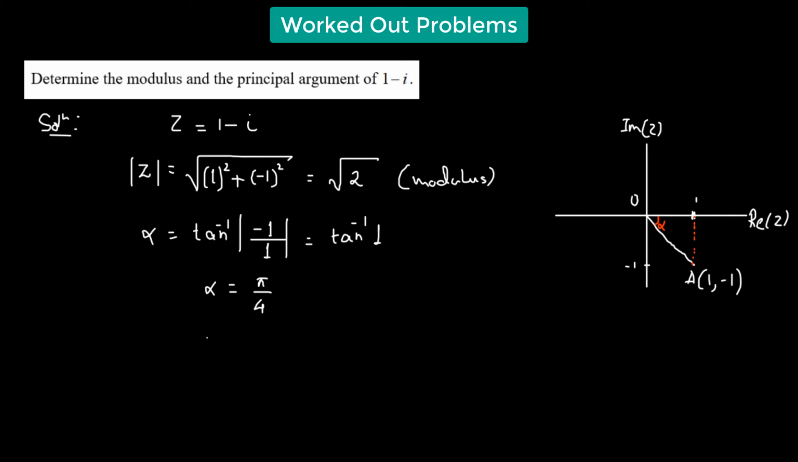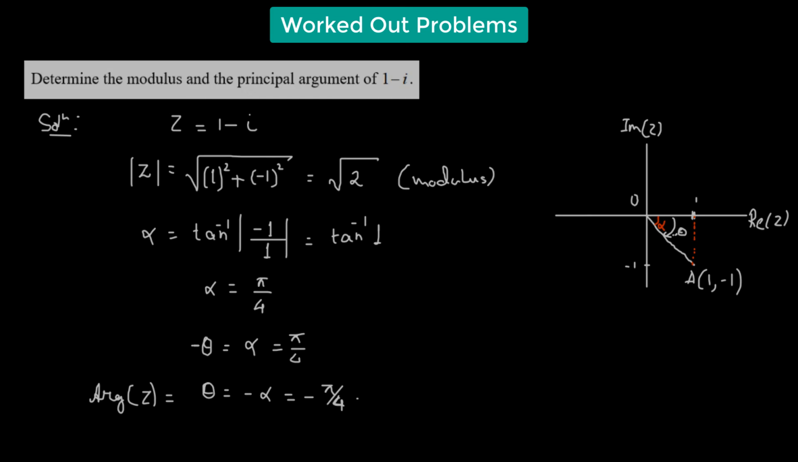Now in order to find out the value of theta, we see that we are going in the clockwise fashion. So this itself is going to be theta, but since we are going in a clockwise fashion, it will be negative theta. So we have negative theta equal to alpha, which is equal to π/4, and that gives us theta equal to negative alpha, or we can say it's negative π/4. So this is going to be the principal argument of the complex number z, that is negative π/4.